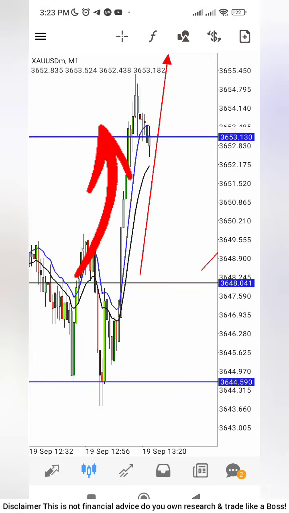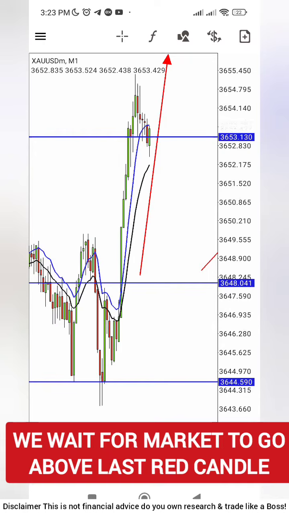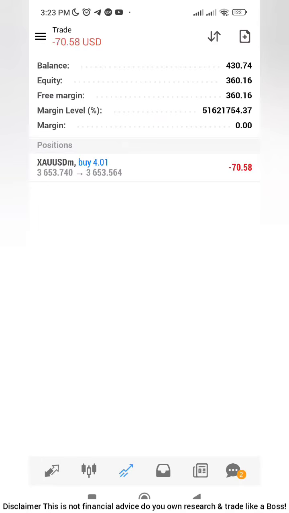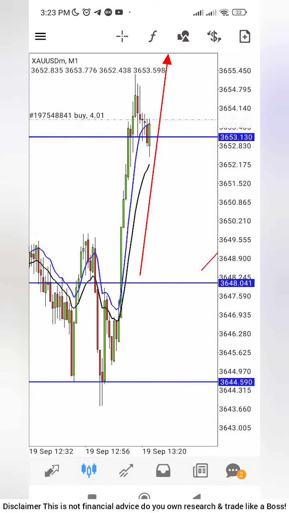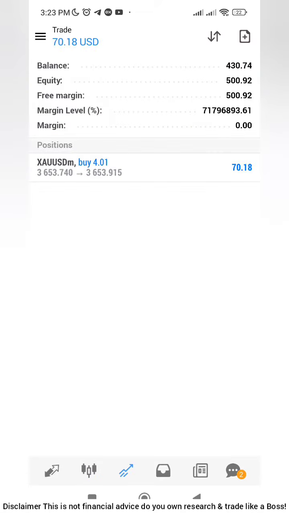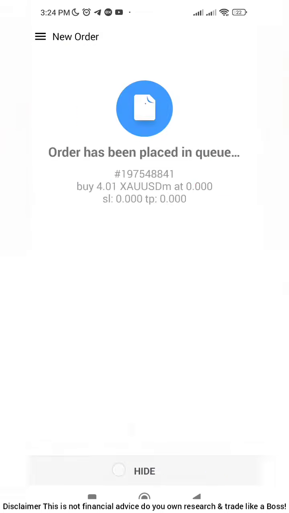After a big push like this, the market usually forms a retracement like this one which is happening right now. For us to enter into a trade like this, we wait for the market to go above the last red candle which tagged this blue moving average. This blue moving average acts as a support level, so it will push gold to go up fast and we also make profit fast.